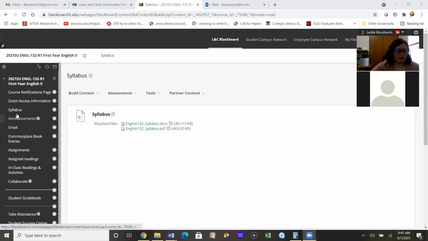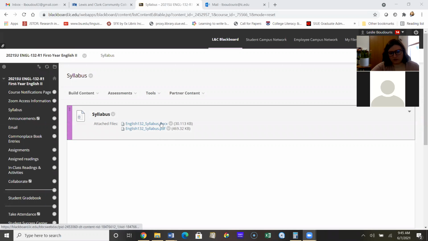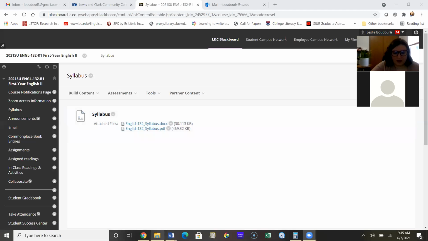There's a little tab on the left that says syllabus, and it's in Microsoft Word, DocX, and PDF. I strongly suggest that you download that and have it on your own, so you can read through it. Don't lose it. If you want to print it out, you can do that. Everything I say moving forward will be about that syllabus.